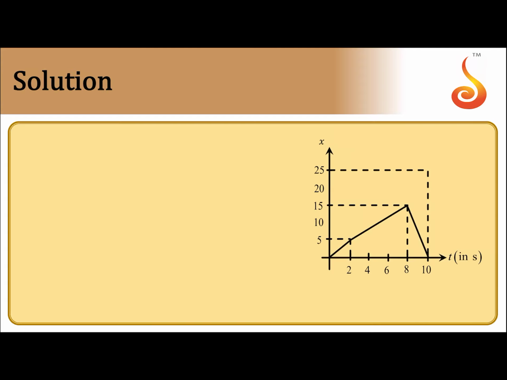So, here is the graph. We are supposed to find the displacement between 2 seconds and 8 seconds and the average velocity between 2 seconds and 10 seconds. First, this part. So, what are all the steps?